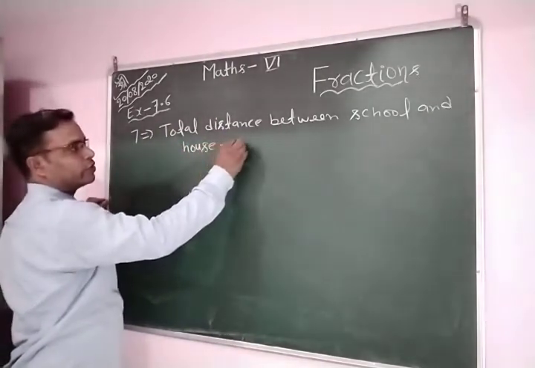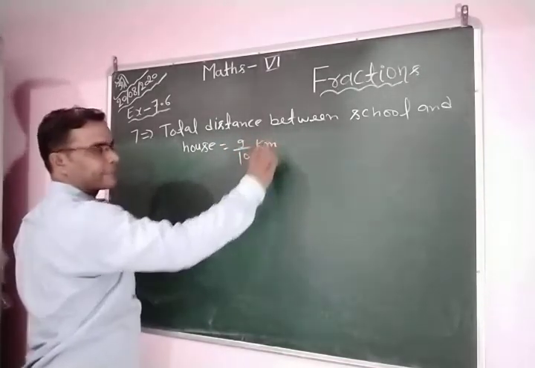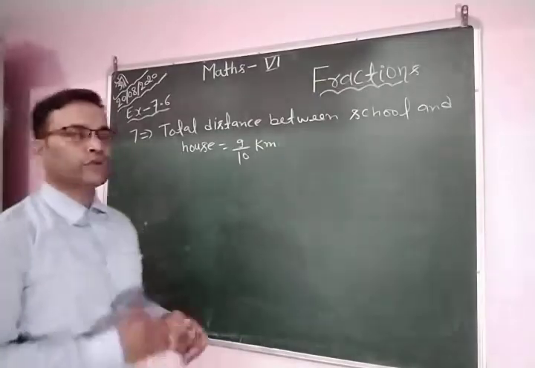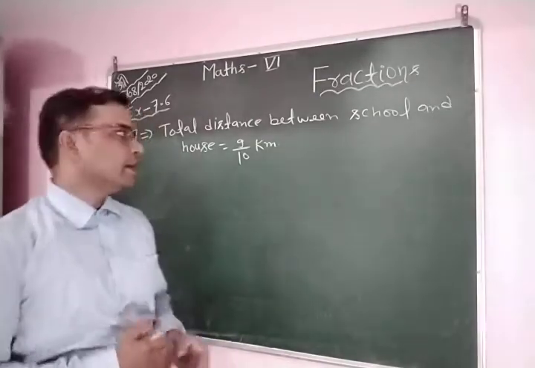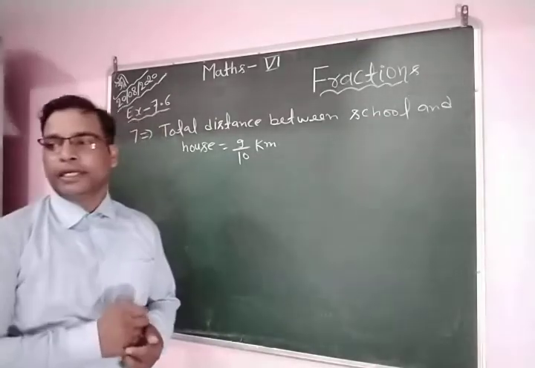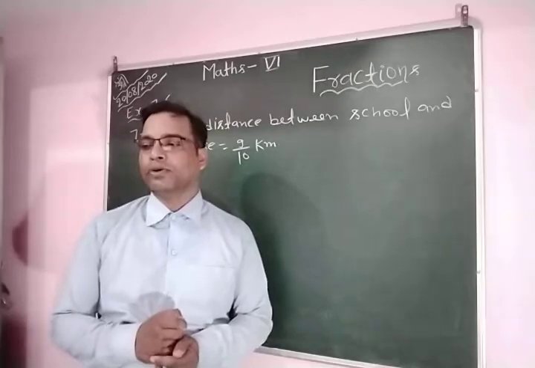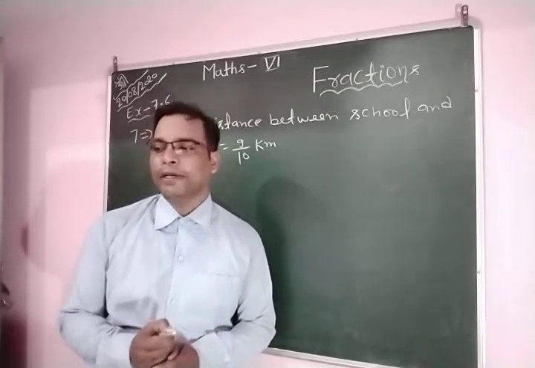School and the house is equal to 9 by 10 kilometer. Okay. Total distance between school and the house is 9 by 10 kilometers. So Nandini covered the distance by bus is 1 by 2 kilometers. Okay. So we write here distance covered by bus.